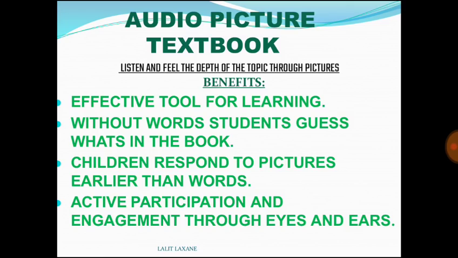Audio picture textbook advantages. Listen and feel the depth of the topic through pictures. Benefits: it is an effective tool for learning. Without words, students guess what is in the book. Children respond to pictures earlier than words, and there is active participation and engagement through eyes and ears.